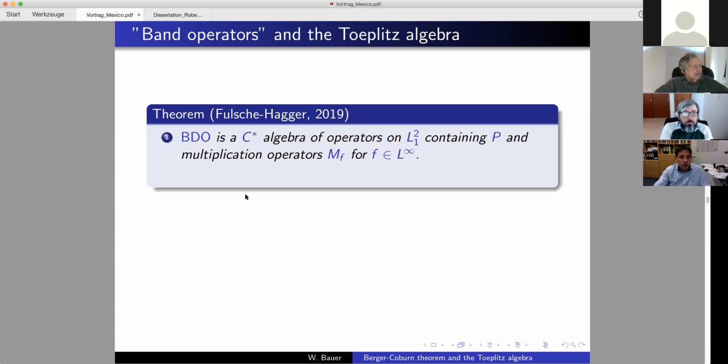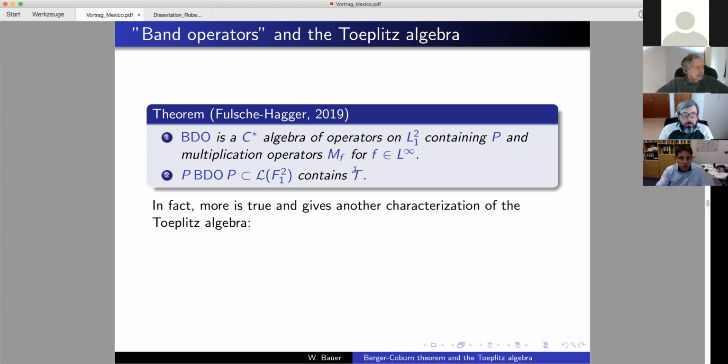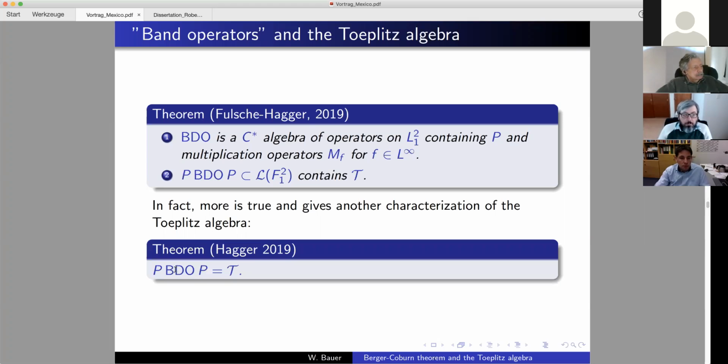And here are some well-known facts. These band-dominated operators form a C-star algebra, and they contain the orthogonal projection P, and they also contain all multiplication operators with bounded symbols. If I take an operator which is band dominated and I cut it off with the Toeplitz projection from the right and from the left, then that C-star algebra actually contains the Toeplitz algebra. That's rather easy to see, but in fact more is true, and one can show that these algebras are actually the same. So the Toeplitz algebra also is the cutoff from the right and from the left of the C-star algebra of band-dominated operators on C^n. That also gives you the Toeplitz algebra.